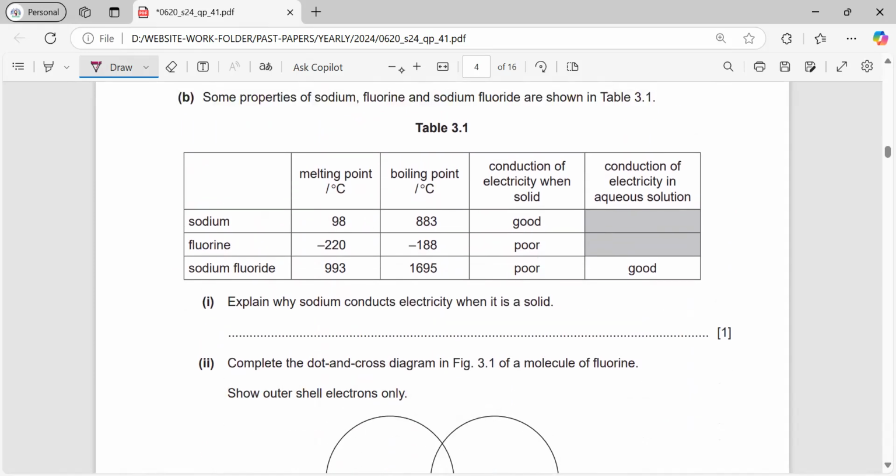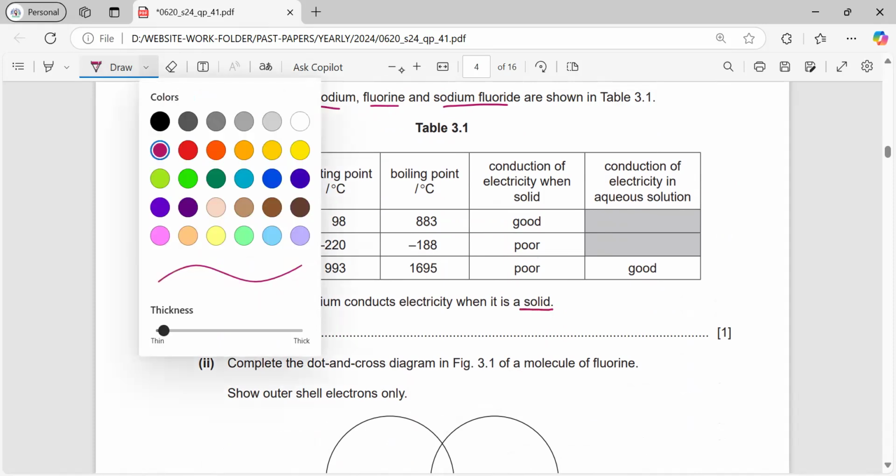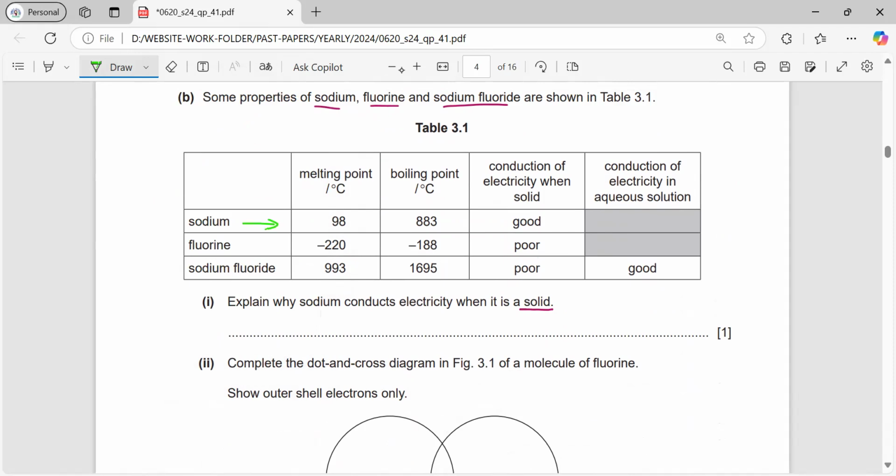Next question is, some properties of sodium, fluorine, and sodium fluoride are shown in the table. Explain why sodium conducts electricity when it is solid. You can see here, the sodium has a bit higher melting point. The boiling point is also very high. It's a good conductor in the solid form. Fluorine, its melting point is low, boiling point is low, and it's a poor conductor, obviously, because fluorine is a non-metal. So it will not conduct. Non-metals do not conduct electricity.